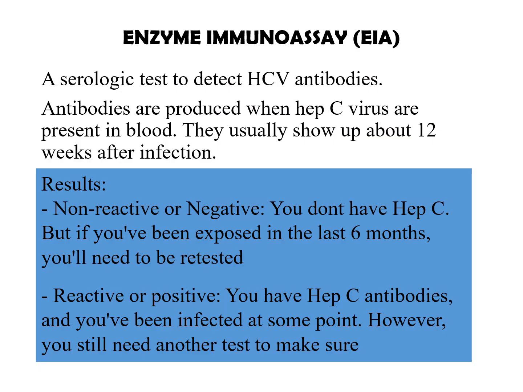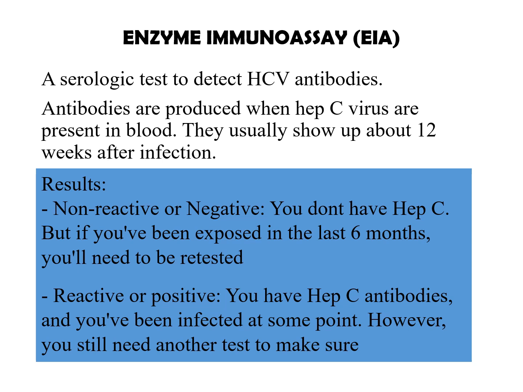The first diagnostic tool we are using is enzyme immunoassay (EIA), a serologic test to detect HCV antibodies. Antibodies are produced when hepatitis C virus is present in the blood. They usually show up about 12 weeks after infection.